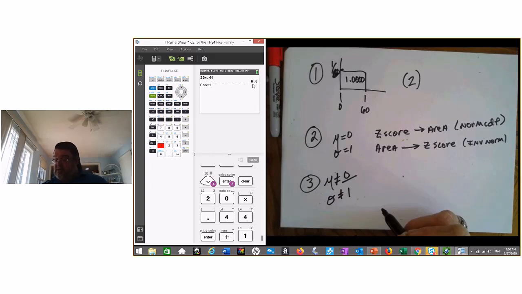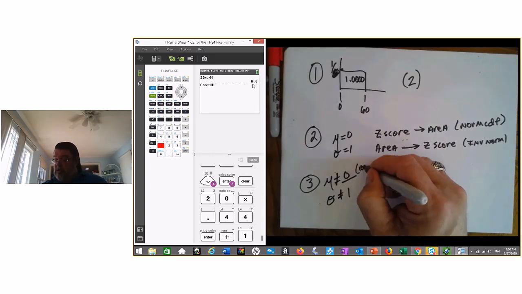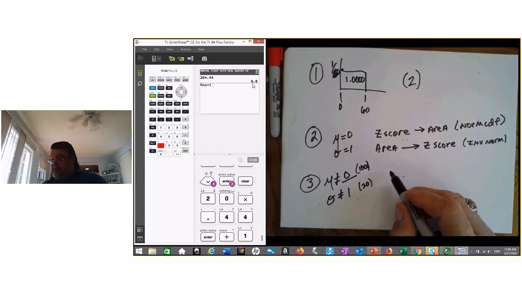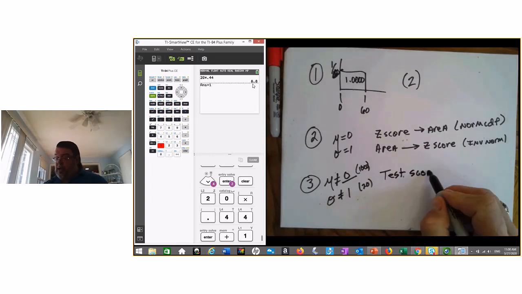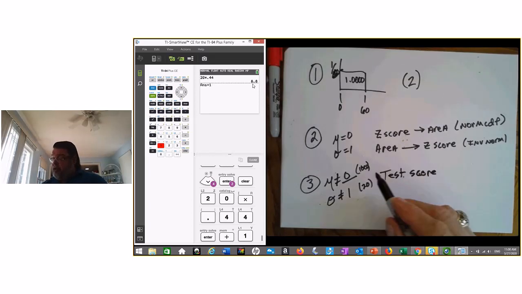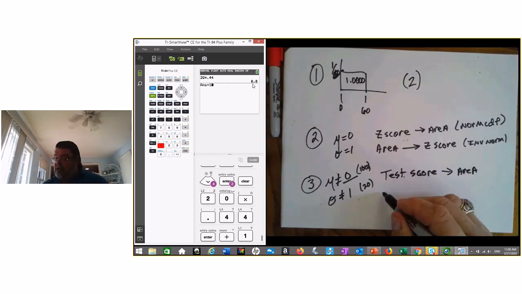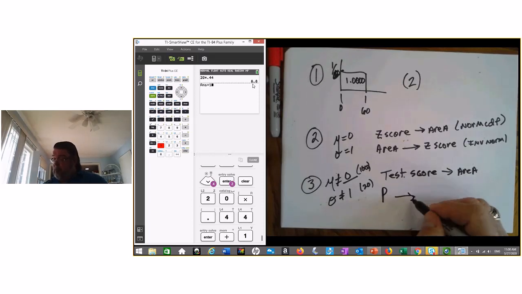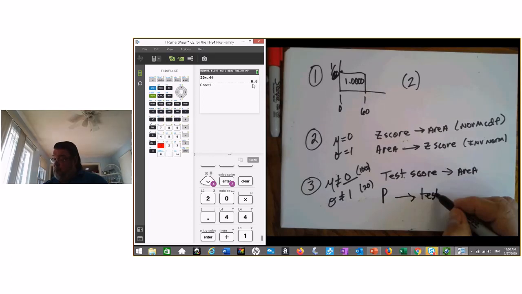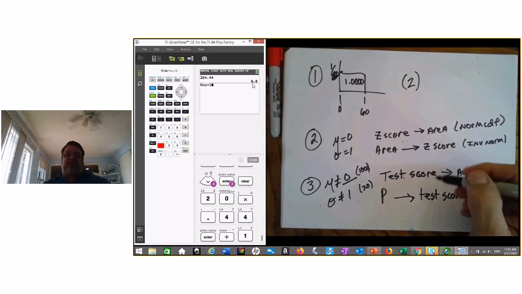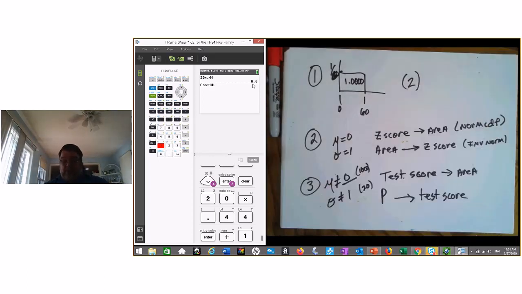So in this case, 100, 20, like we just did. They're going to give you a test score, not a z-score, but a test score, like 140, and you find the area. And then they give you an area or a percentile, and you find the test score. Now we just did that, and that's the inverse norm. It's the same thing as this. This is chapter 7.